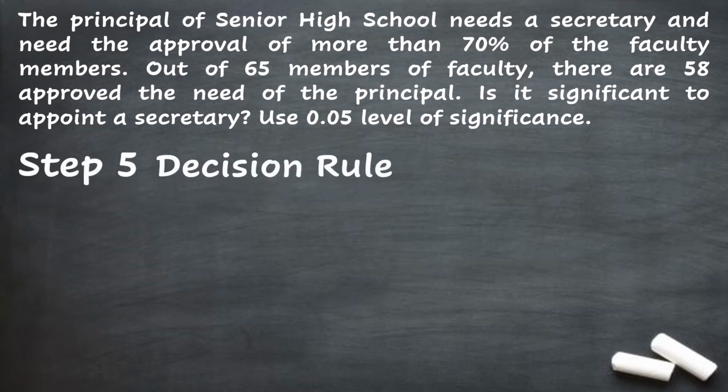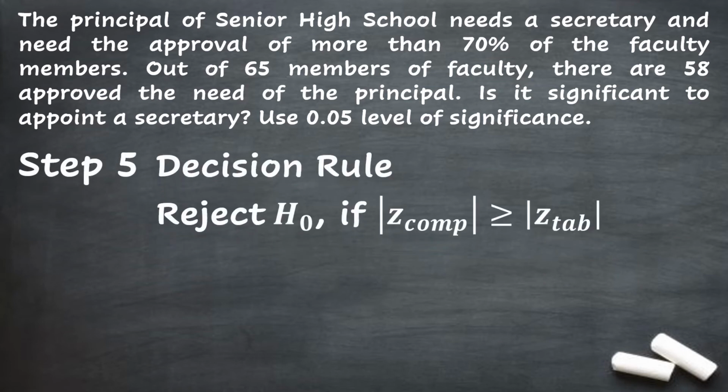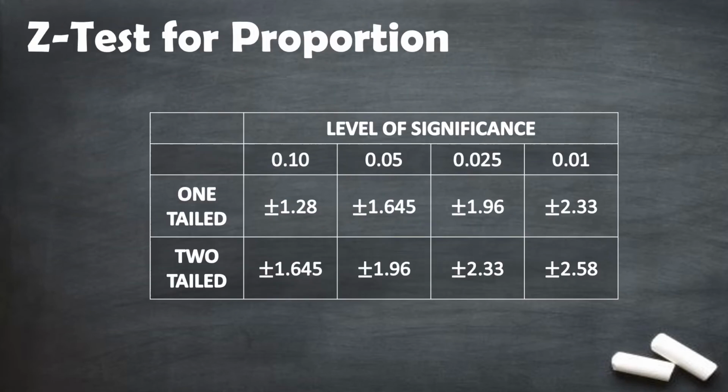Step 5 is the decision rule. We are still under z-test, so the decision rule is the same with one sample z-test, and that is reject null hypothesis if the absolute value of z computed is greater than or equal to the absolute value of the z tabular. Just like what I've said, since this is still under z-test, we will also use the table that we used for one sample z-test. And for us to get the values for the z tabular, we have to go back to our step 2 to identify the alpha level or level of significance and the number of tailed tests.